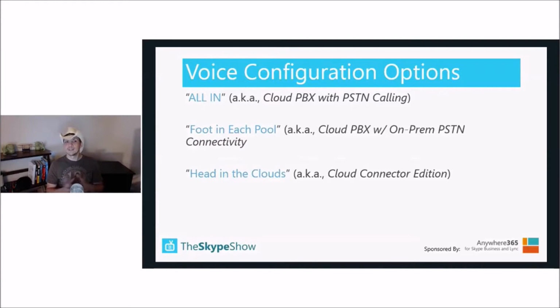Let's talk a bit about voice here. Voice configuration options. I've given some of my own friendly names to each of these options here. We've got what I call all-in, aka Cloud PBX with PSTN calling. We've got what I call a foot in each pool, which I just kind of said a second ago, and that's where you've got your Cloud PBX, but you also have on-prem PSTN connectivity. So people in the cloud are able to make calls, but they make those calls through your on-prem voice infrastructure. Head in the clouds, silly name, but this is kind of the nickname I've given to Cloud Connector Edition, which is a fairly new and very interesting beast all in itself. So let's talk a bit more about these.